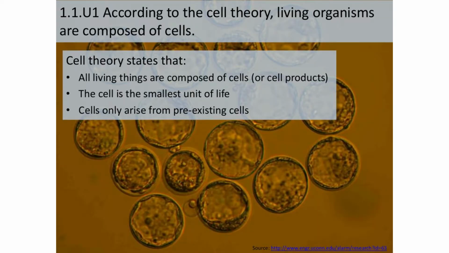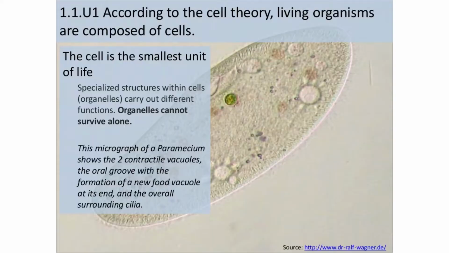The cell theory states that all living things are composed of cells. The cell is the smallest unit of life, and cells only arise from pre-existing cells. However, as science progressed, we have added more statements to the cell theory. Cells have metabolism, cells all have DNA, and cells all need energy. Cells contain organelles, which means that they are smaller than cells. Although this is the case, organelles cannot survive alone, so they are not known as the smallest unit of life.